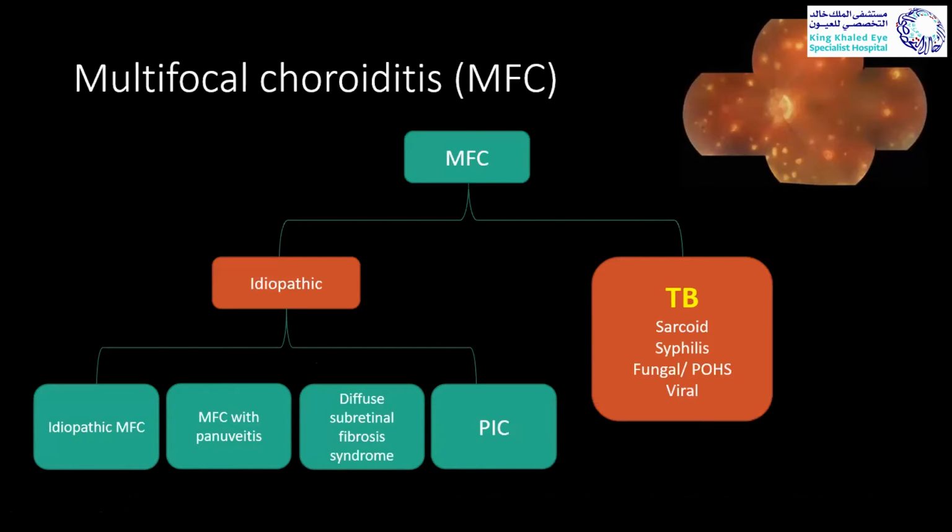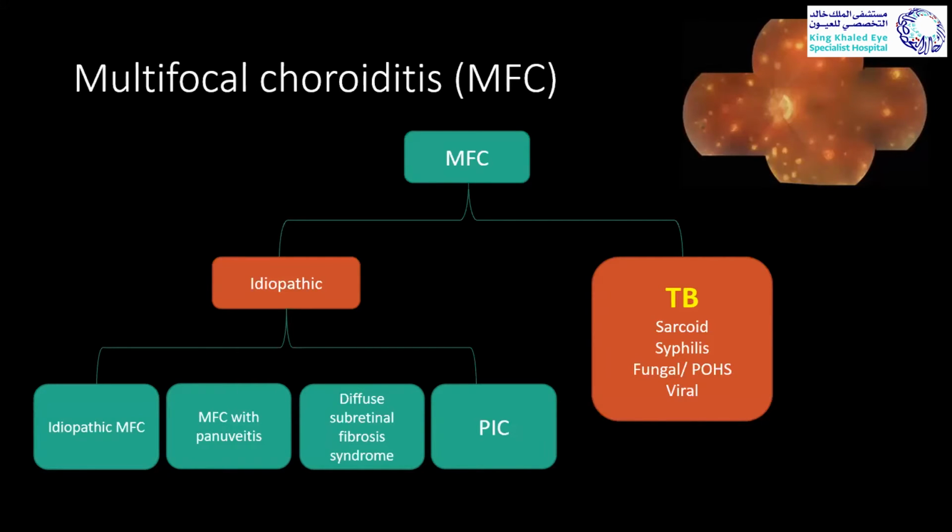Now we will move to another spectrum of primary idiopathic, primary inflammatory choriocapillaropathies, which is multifocal choroiditis. And as I said, in our region, when we talk about multifocal choroiditis, we should exclude TB, sarcoid, syphilis, and other infectious entities before labeling this patient as idiopathic.